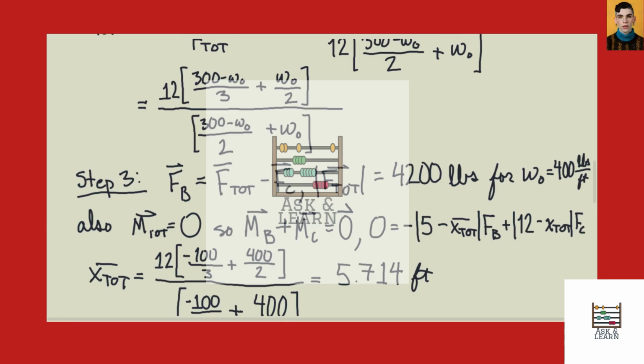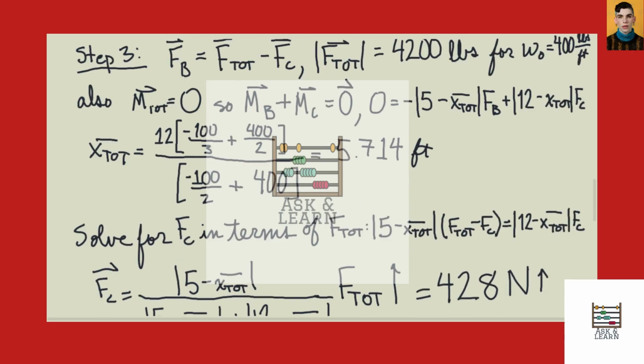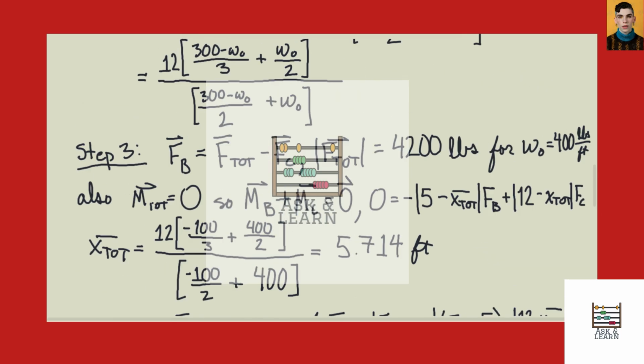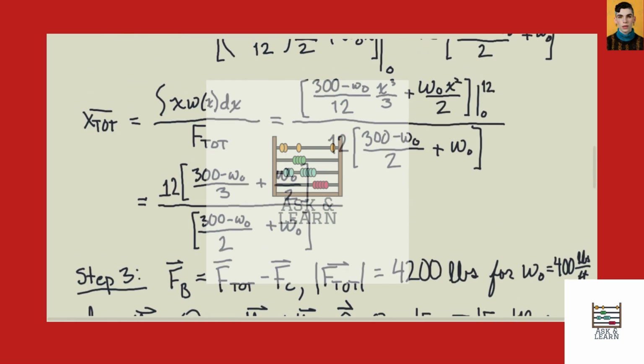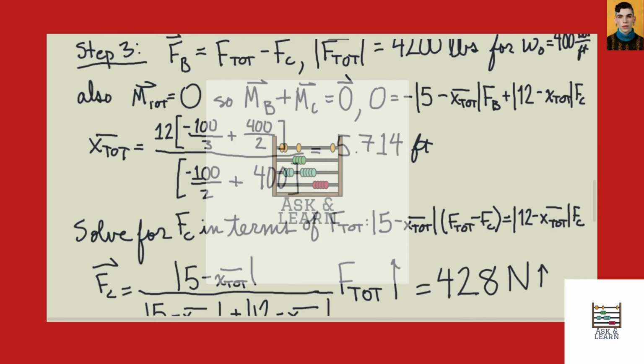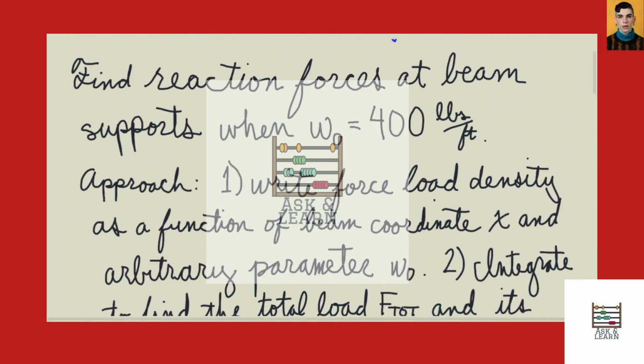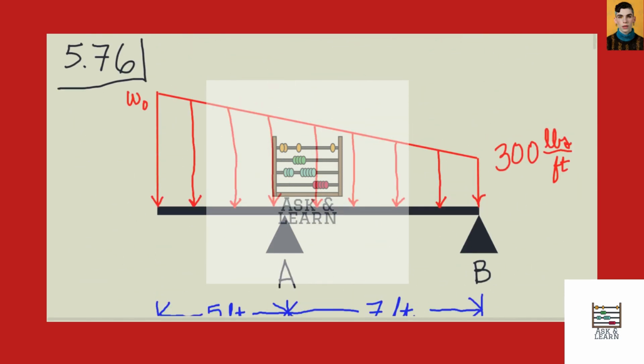So given the sum of the forces and the sum of the torques, we can solve now for the location of our centroid as well as the reaction forces. So we can find the value of the centroid by plugging in W sub naught equals 400. We do that in this equation here for x total, and we find that it works out to 5.714 feet. That would lie very close to this A support. It would probably be in the neighborhood of about right here.